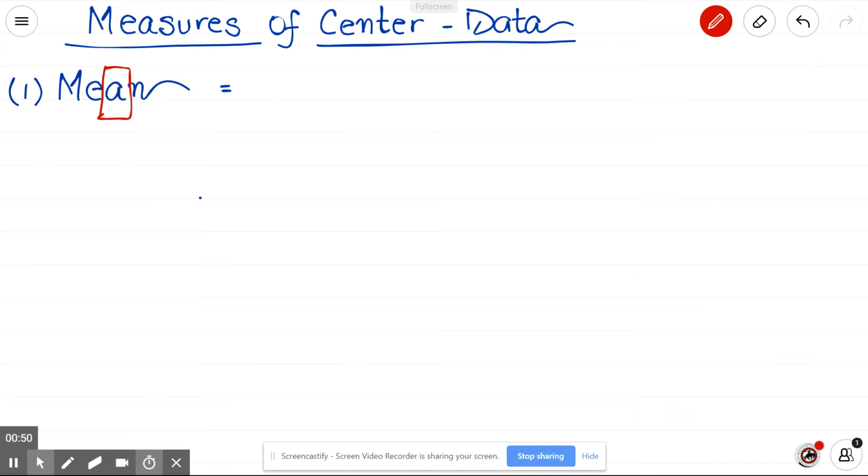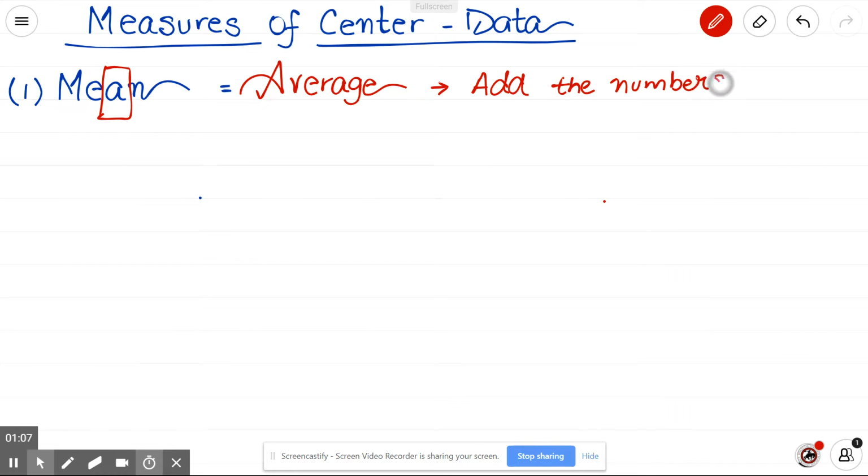So mean has an A in it, and with A, we can use the word average. So mean of a data set is nothing but the average. The steps are that you add all the numbers and you divide by the number of numbers you have.